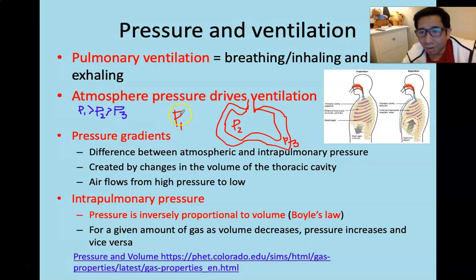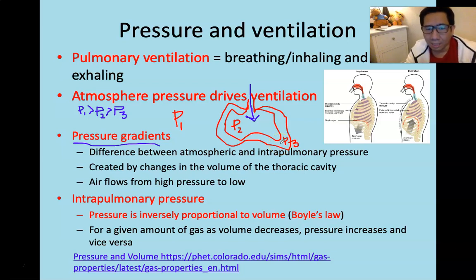Air always travels, just like anything else, from high to low. So when P1 is greater than P2, and P2 is greater than P3, air goes inside your lungs. It's a simple mechanism, and we're going to go into a little more of how that mechanism actually works. Higher pressure drives into lower pressure and makes your air go inside your lungs. This is what we call a pressure gradient. The pressure outside is different than the pressure inside your lung, and different than the pleural cavity around your lungs as well.